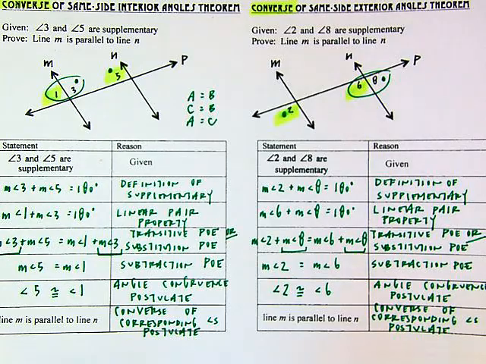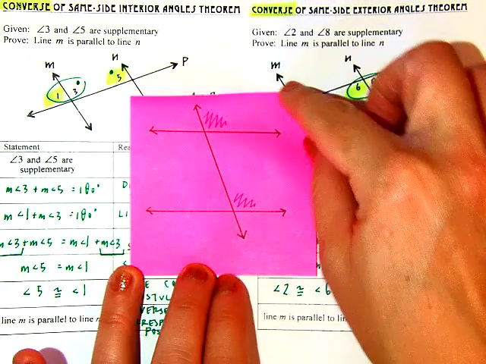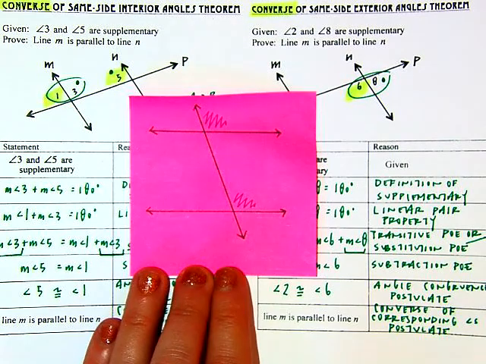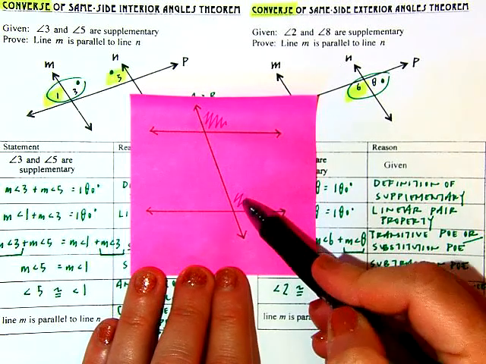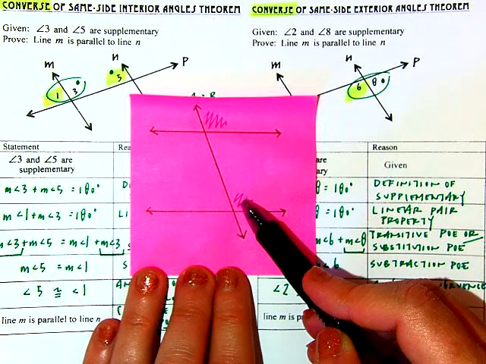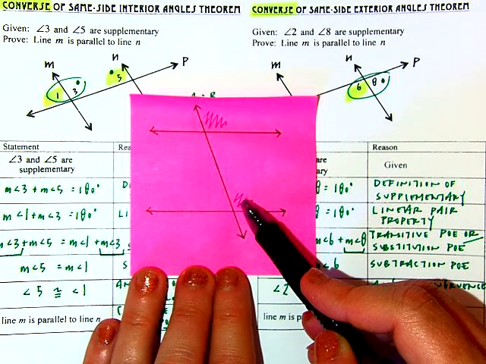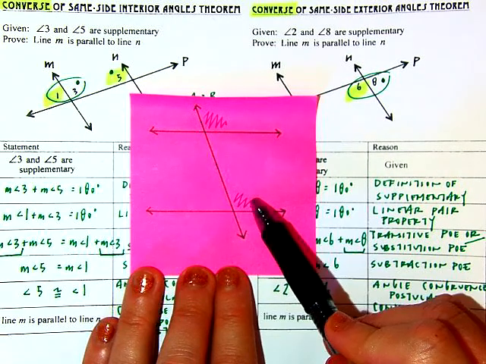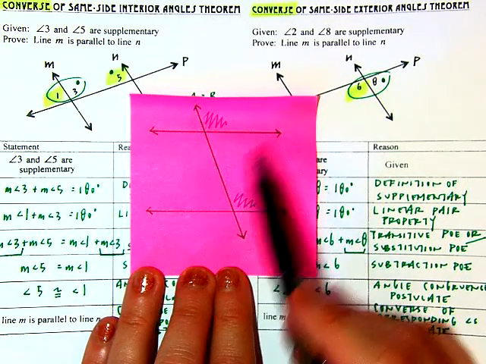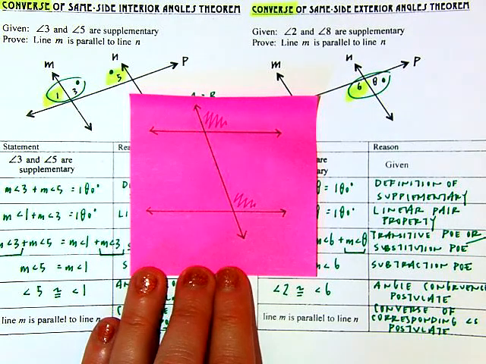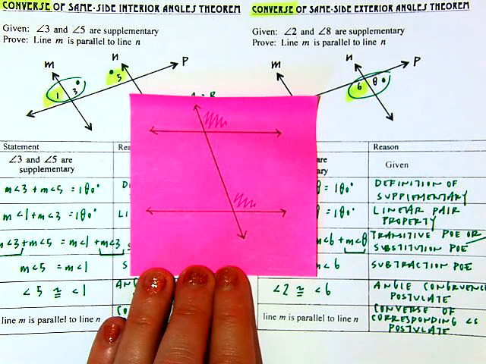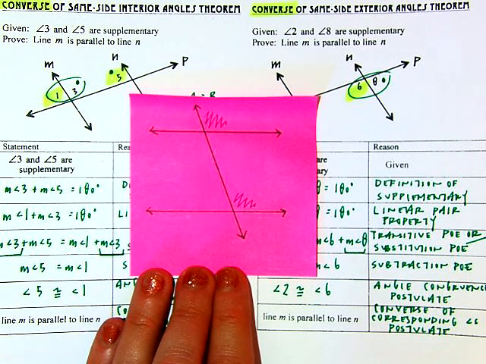So we were trying to always connect a pair of corresponding angles here and here. And when we connect a pair of corresponding angles and show that they are congruent, that is what's locking our lines into a parallel position. That is the converse of the corresponding angles postulate. If we have a pair of corresponding angles that are congruent, then the lines being cut by a transversal must be parallel.